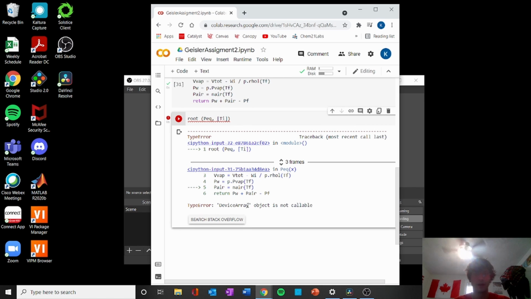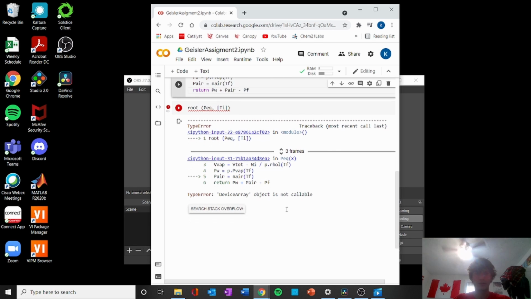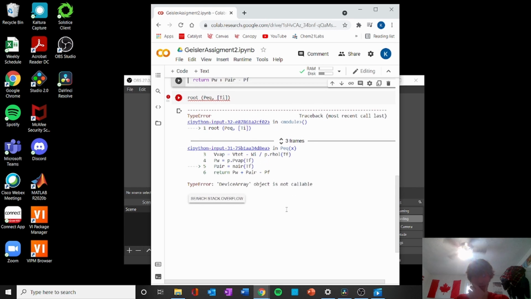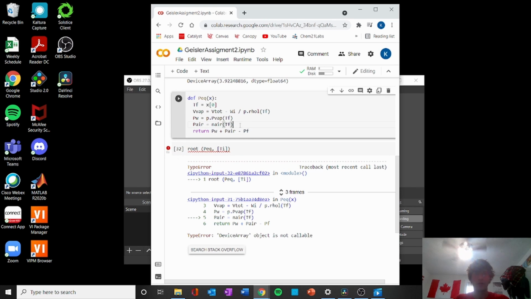Looks like device array object is not callable. Okay, so it's telling us we have a device array object that is not callable. I think what I first want to do is change this equation to fit more of what we wrote on the whiteboard. So the moles of air times our R times our temperature final, and then we are going to divide that by the volume of our vapor pressure. And hopefully that can help.